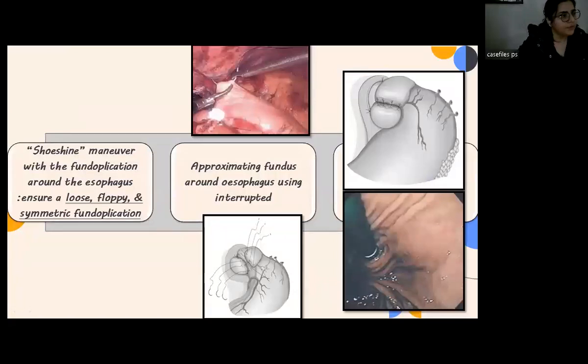After this, we use the shoe shine maneuver to ensure that our fundoplication is loose, floppy, and symmetric. After this, we approximate the fundus around the esophagus using interrupted sutures. And after this, the completed fundoplication would look something like this. And an endoscopic evaluation can also be done to ensure that the fundoplication is adequate.